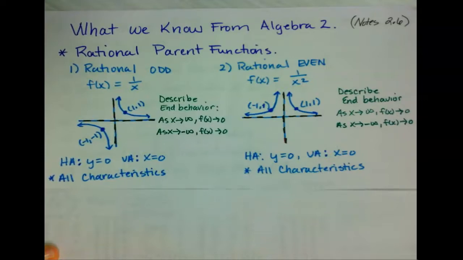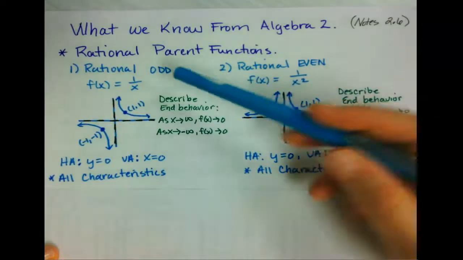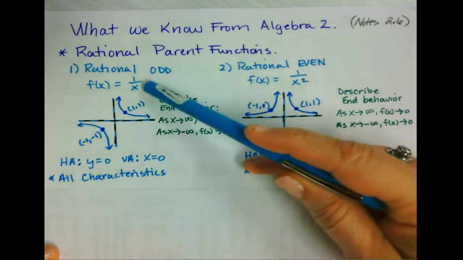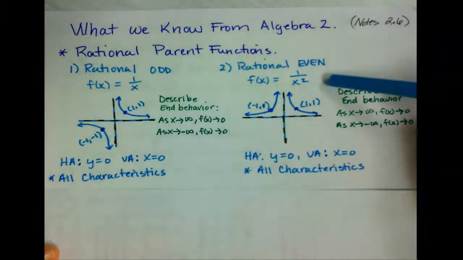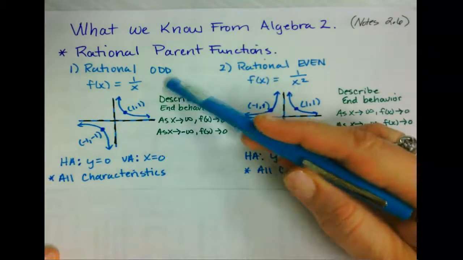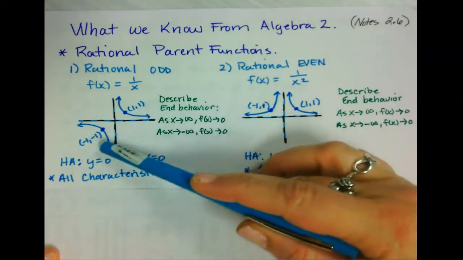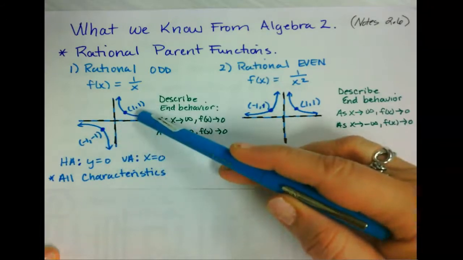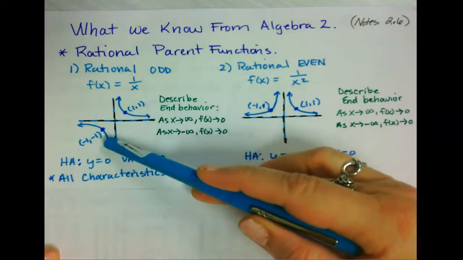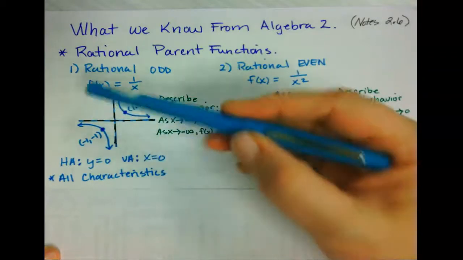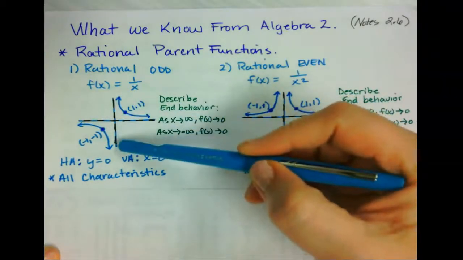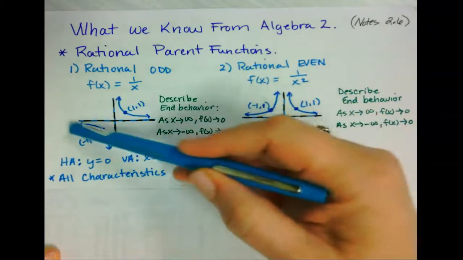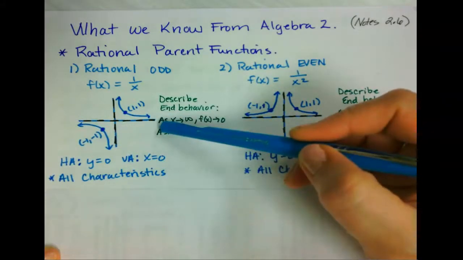in Algebra 2. We studied two rational parent functions. One is rational odd, which is f of x equals 1 over x, and one is rational even, which is f of x equals 1 over x squared. The rational odd parent function has branches in the first and third quadrant. The parent function points that we used were 1, 1 for the branch in the first quadrant and negative 1, negative 1 for the branch in the third quadrant. It has a vertical asymptote at x equals 0, and we have a horizontal asymptote at y equals 0.